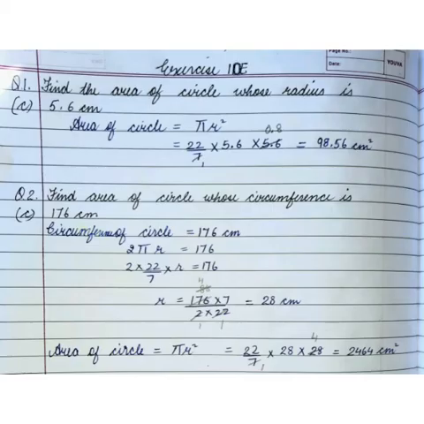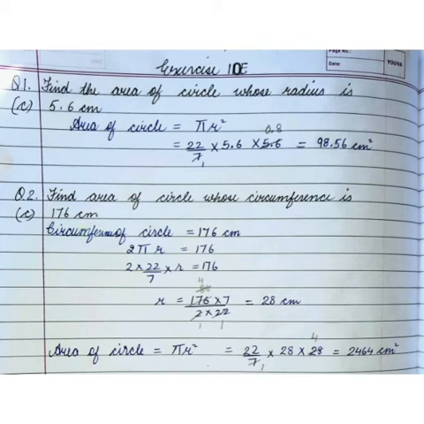Moving on to the next exercise 10E. Question number 1. Find the area of the circle whose radius is 5.6 centimeter. So what is area of circle? Area of circle is pi r square. Pi value we are taking as 22 by 7 multiplied by radius 5.6 multiplied by 5.6. We can easily cancel here: 7 1 is 7 and 7 0.8 is 5.6. So after multiplication I am getting the answer as 98.56 centimeter square because area is in centimeter square.